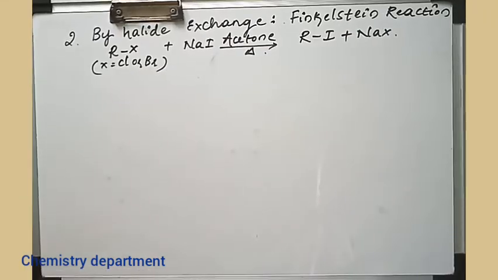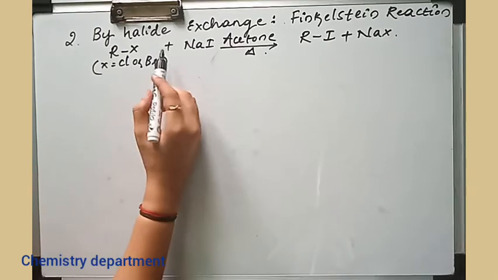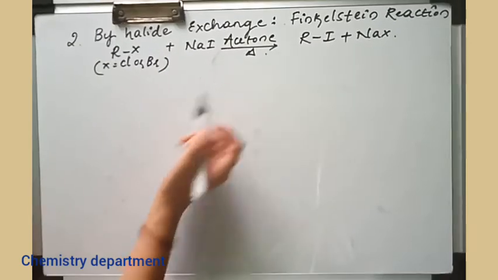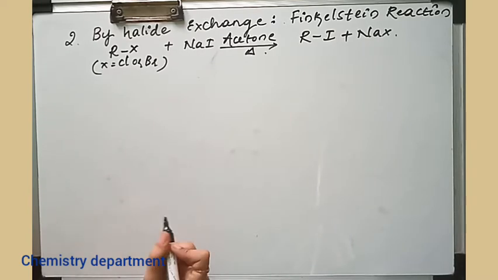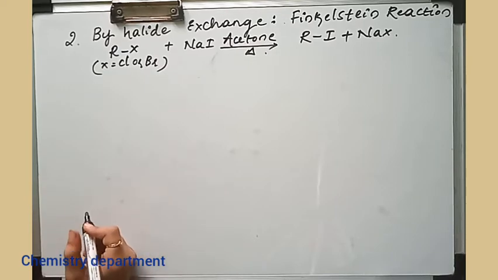The next method of preparation of haloalkanes is by halide exchange reactions. Here, as I have told you, you are going to learn 2 important reactions. One is Finkelstein reaction, the other one is Schwarz reaction. First we will see Finkelstein reaction.